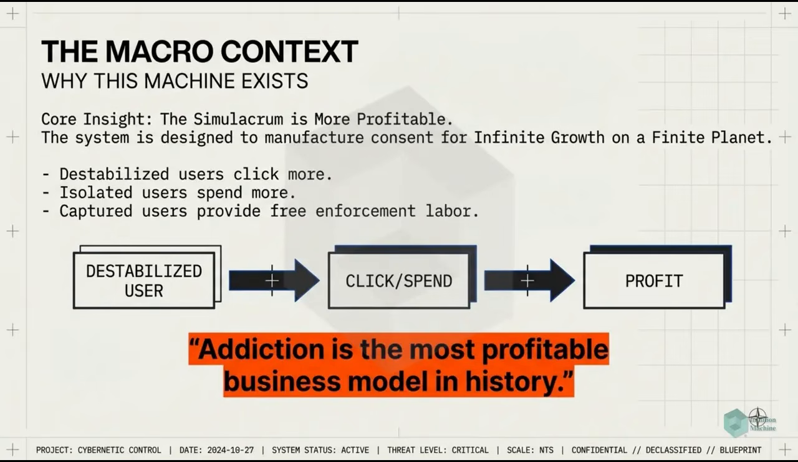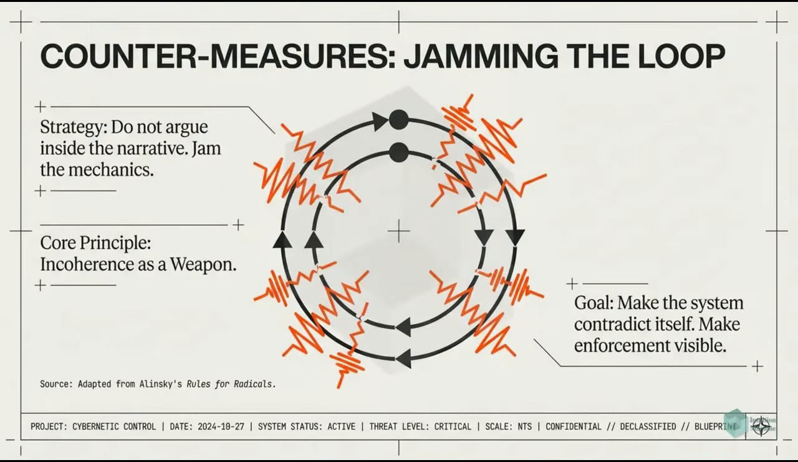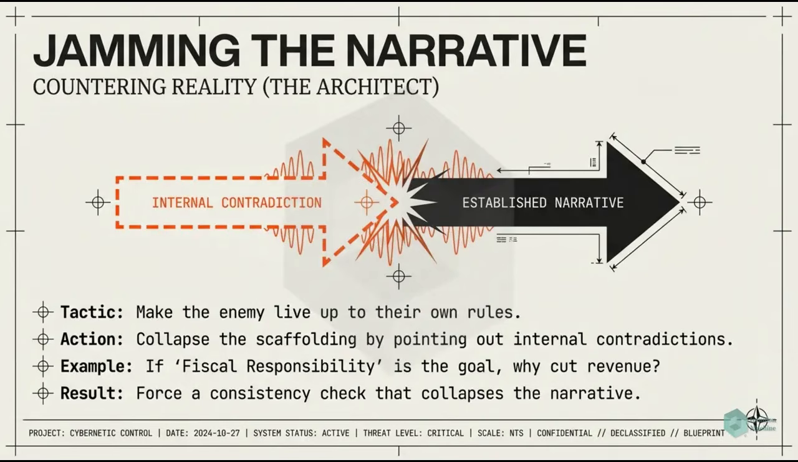So how do we get out? Most people try to fight this system with logic and debate. That fails. You cannot use logic to break a system that relies on emotional hijacking and identity sorting. To break the loop, you don't need better arguments. You need jamming. Using tactics derived from Saul Alinsky, we can disrupt the control architecture rather than just arguing with it. Jamming strategy 1, make the enemy live up to their rules.